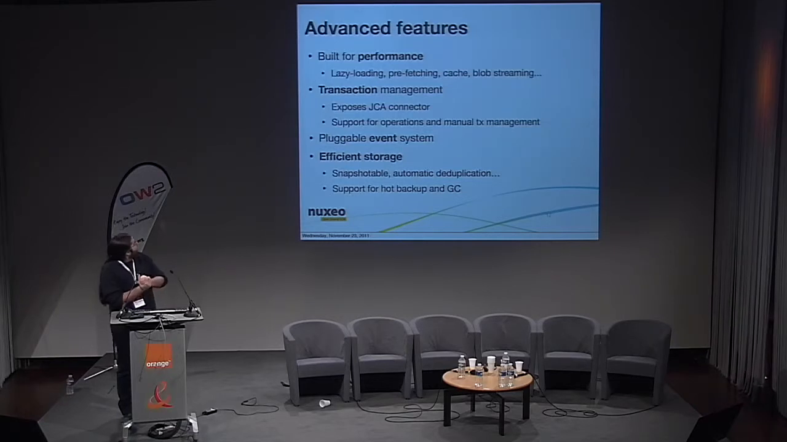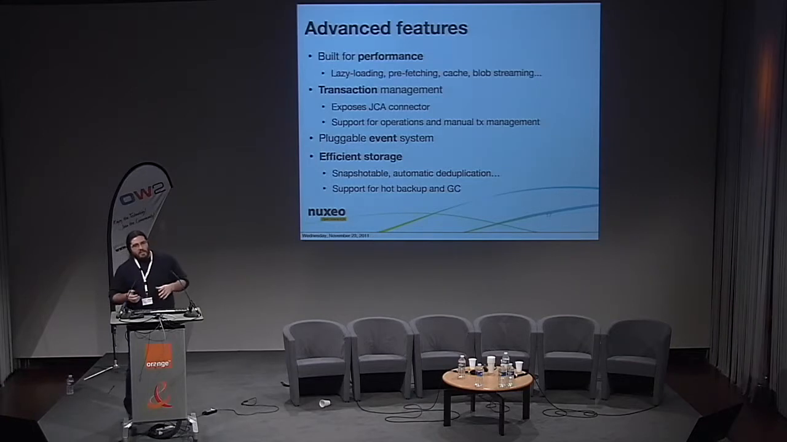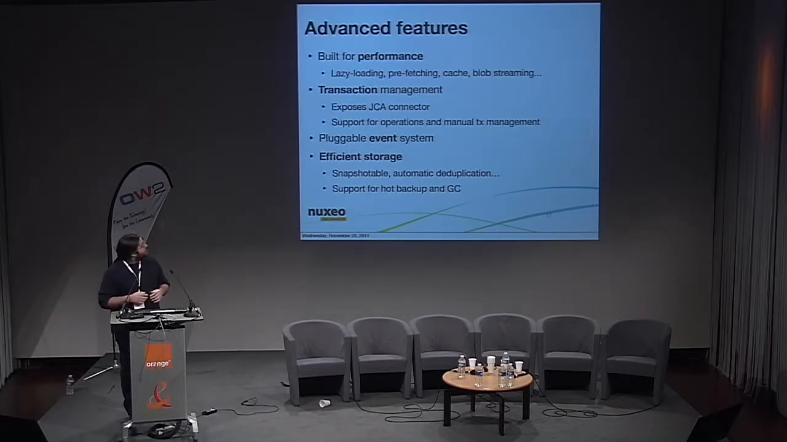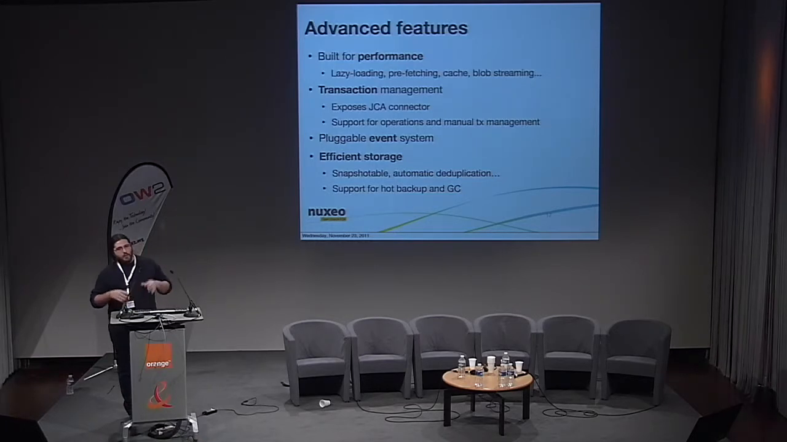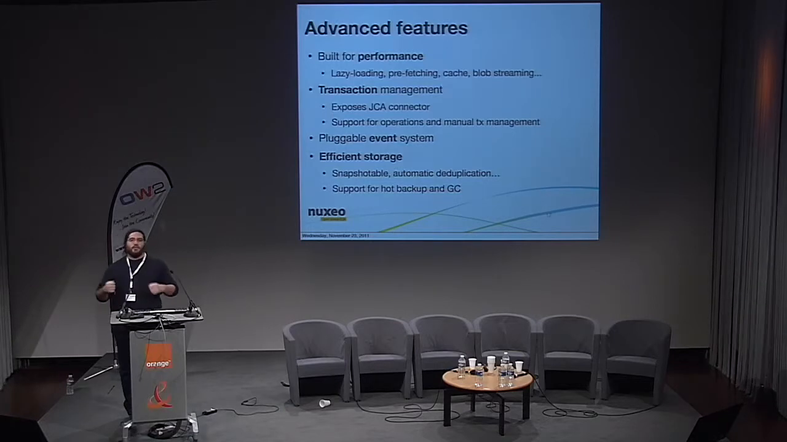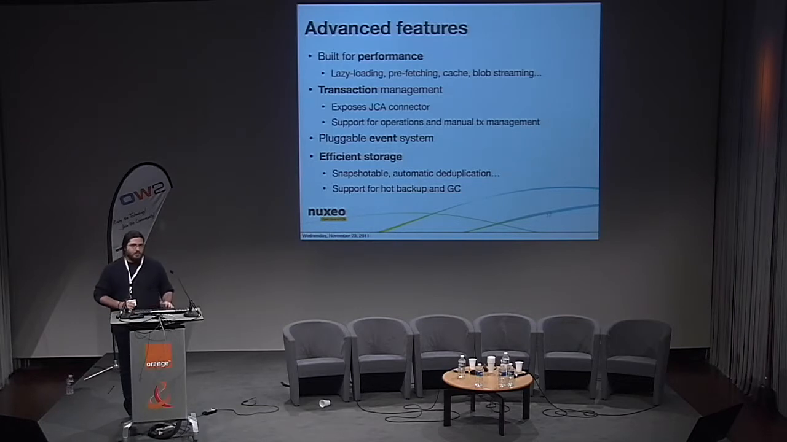Okay, I'll be quick on the advanced features. It's built for performance. So with VCS, you have lazy loading, prefetching, cache, and blob streaming, so that all the APIs you use already take care of that. You don't have to do this. We have transaction management, an event system that you can plug, for instance, on JMS, the Java Messaging Service. We handle snapshots of your VCS and of the data. Automatic deduplication, that means that every binary you put in Nuxeo will have a footprint, and so you won't have any doubles in your database. And you can do hot backup with Nuxeo, so we think that's pretty cool.